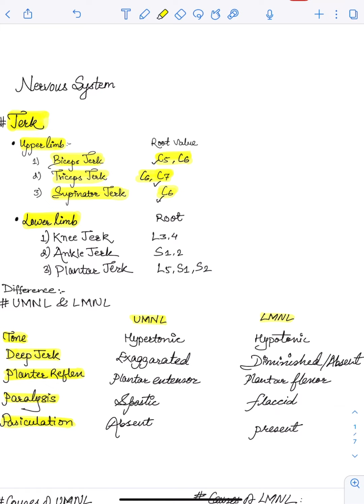So biceps, upper forearm, biceps C5. This is C5. There is C7 and C6, and behind there is C7.